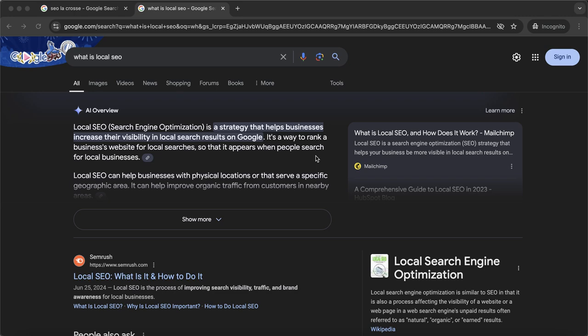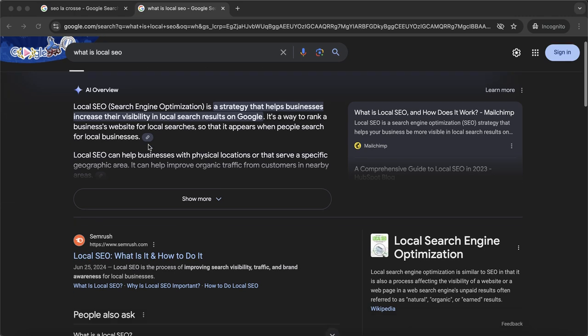What is local SEO? Local SEO, or search engine optimization, is a strategy that helps businesses increase their visibility in local search results on Google. It's a way to rank business websites for local searches so that it appears when people search for local businesses. Local SEO can help businesses with physical locations or that serve a specific geographic area. It can help improve organic traffic from customers in nearby areas.